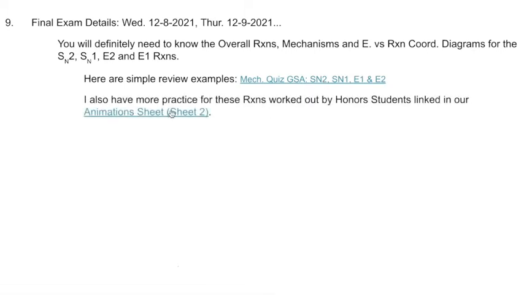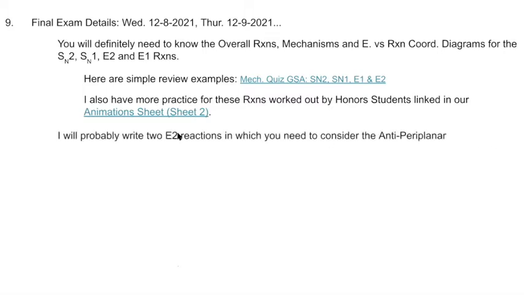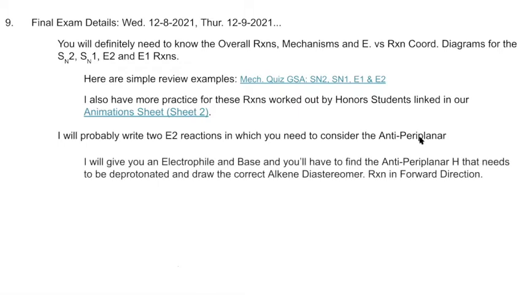Here's some simple practice of those. And then here's honors students from this semester with some. These ones are nice because this practice has the energy versus reaction coordinate diagrams with the Hammond postulate considerations. And I really like the E2 reaction, the anti-periplanar part of it. So I'll probably give you 2 questions related to this.